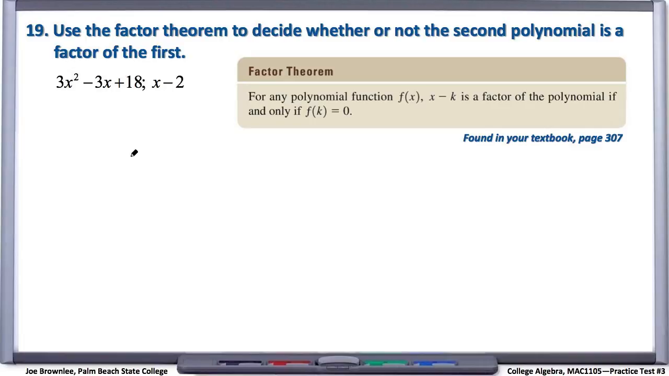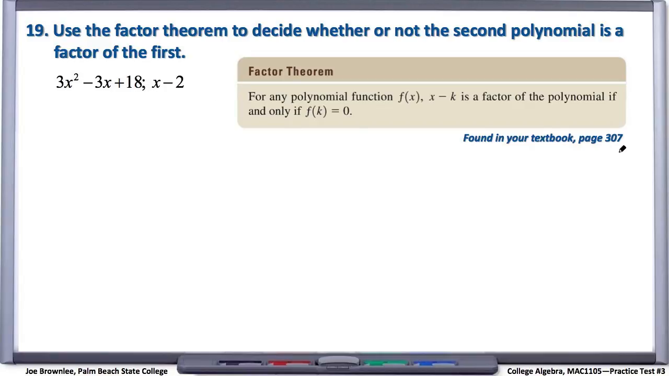All right, number 19: use the factor theorem to decide whether or not the second polynomial is a factor of the first. The first polynomial they give us here is the trinomial 3x squared minus 3x plus 18, and the second polynomial to the right of the semicolon is x minus 2.